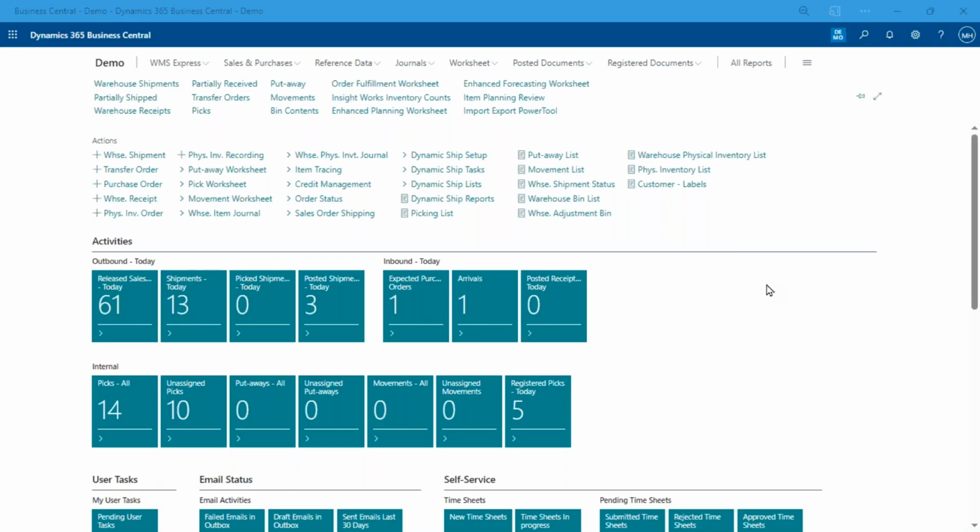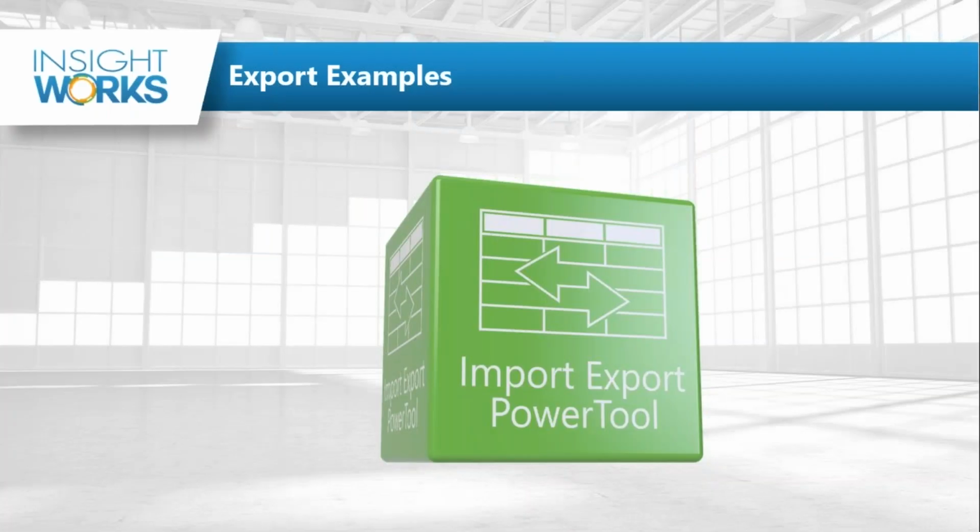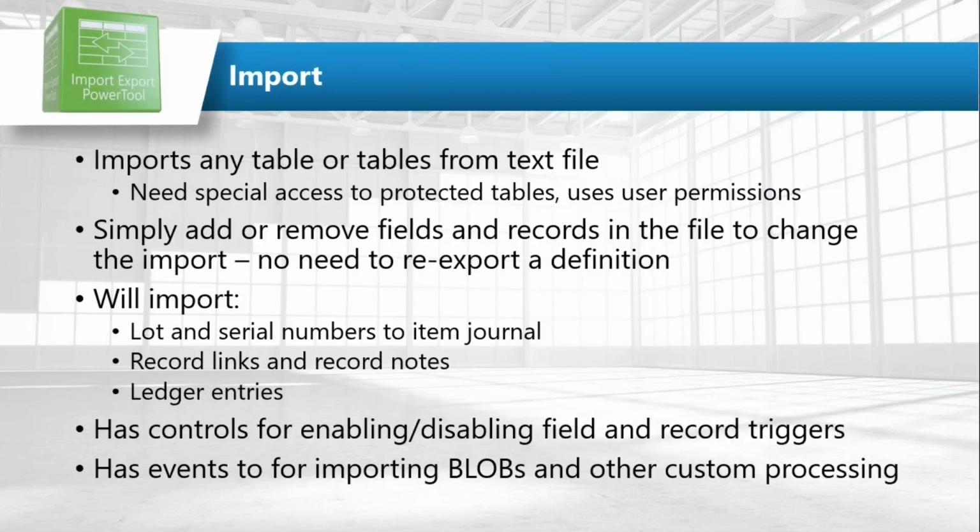Okay, so that's the export side of it, right? Pretty simple. You choose a table or you choose a config package, hit export, and you get a text file that you can open up in a text editor, or you can open up in Excel, and away you go. So the next one we'll talk about is the import side.